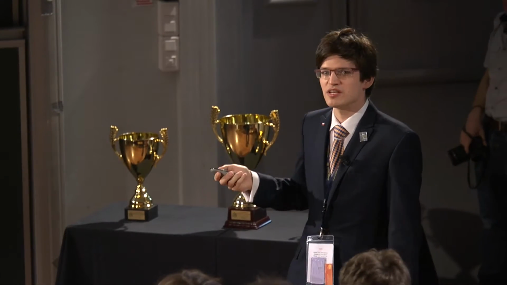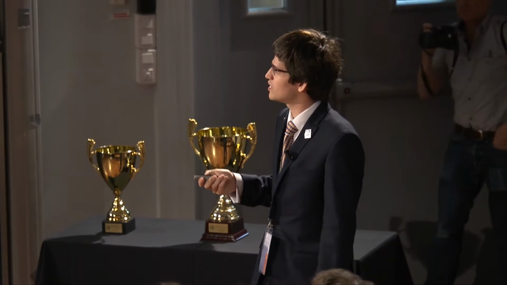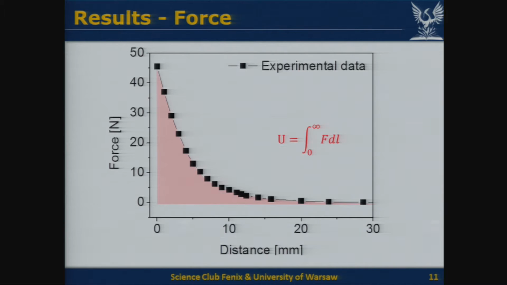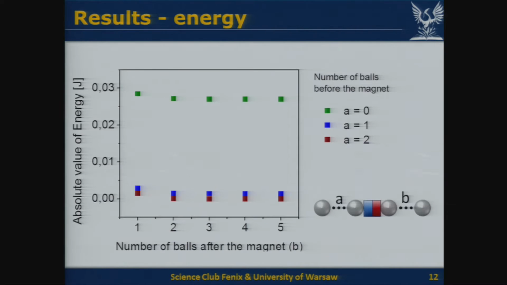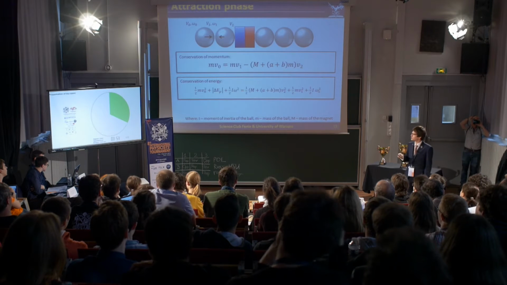You can see that the force is very high near the magnet, and it decreases rapidly with the distance from the magnet. Using this data, we can interpolate it, and then we can calculate the area under it in order to find the potential energy change. We can see this also on this graph in a more condensed form. Each of these points represents the absolute energy gain for different situations, and we can see that the optimal energy gain is when there are no balls before the magnet and is slightly dependent on the number of balls after the magnet. Having this, we already have this term.